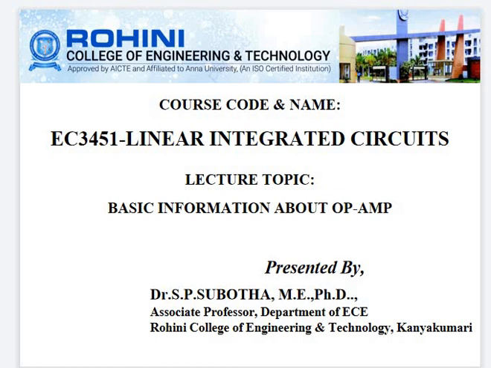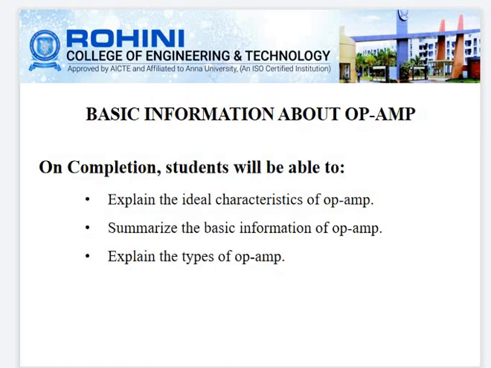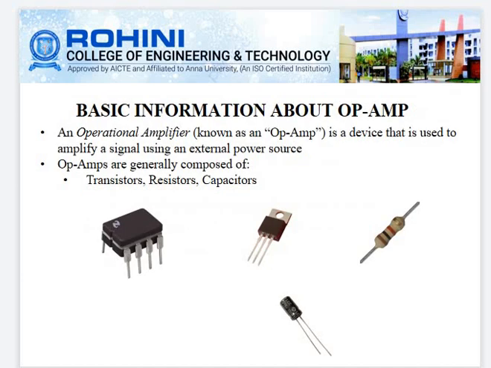Dear students, now we are going to see the subject Linear Integrated Circuits. The subject code is EC3451. Under that subject, the topic is basic information about operational amplifier. On completion of this topic, the students will be able to explain the ideal characteristics of operational amplifier, summarize the basic information of operational amplifier, and explain the types of operational amplifier.